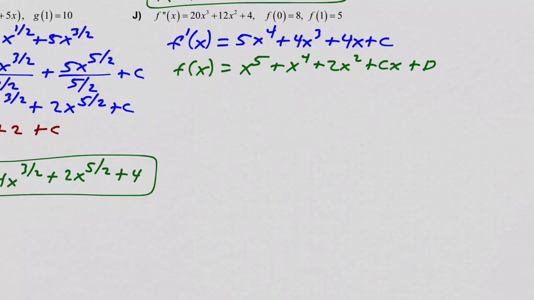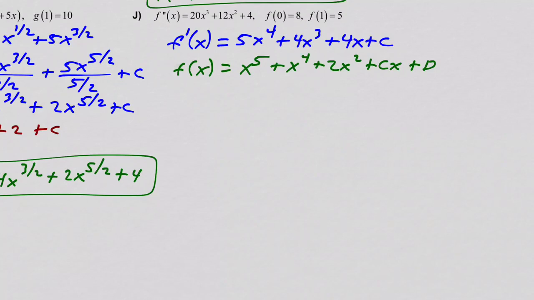One more time, we'll check that. 5x to the 4th to get to the first derivative here. 4x cubed, that looks good. 4x, that one looks good. And cx, its derivative is c. So we'll use our two conditions that are given to us.